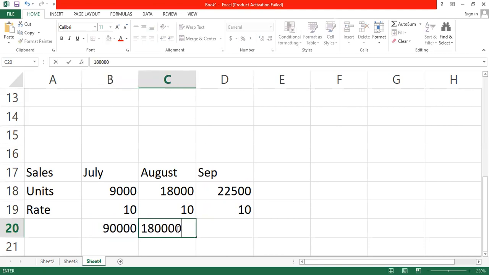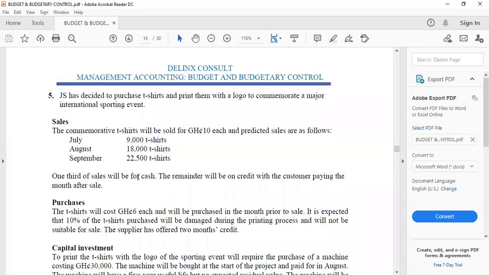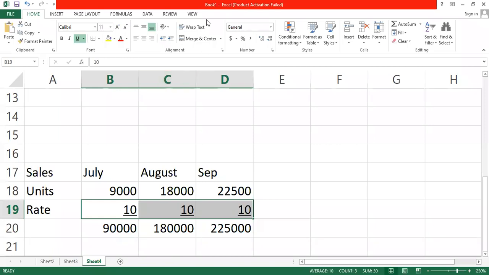180,000. And this one will give 225,000. Isn't it? Am I correct there? The question says that 1/3 of the goods will be for cash. And what portion will be for credit? If 1/3 is for cash, what will be for the credit sales? It will be 2/3.